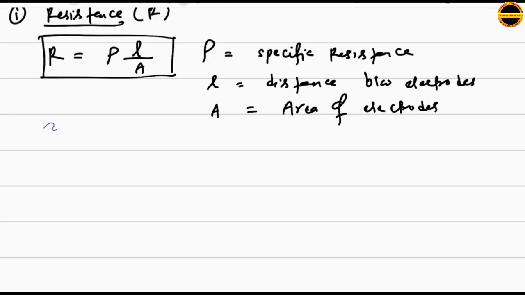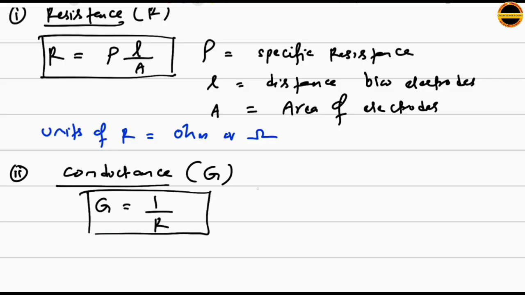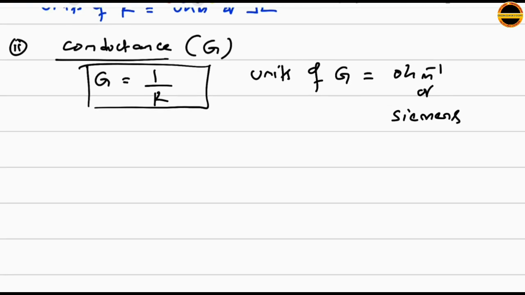If you see the units of R or resistance, we already know the units of R, that is ohm. Next, another term, conductance, which we call G. Conductance is exactly the reciprocal of R. So the units of G is ohm inverse, which you can even write as Siemens. 1 Siemens is 1 ohm inverse conductance.